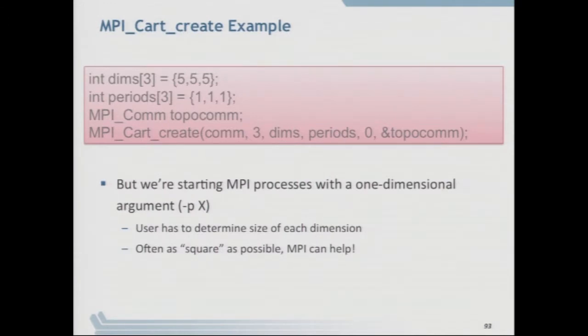When you start an MPI program, you just say mpiexec minus n 240 or whatever number, right? How do you know?